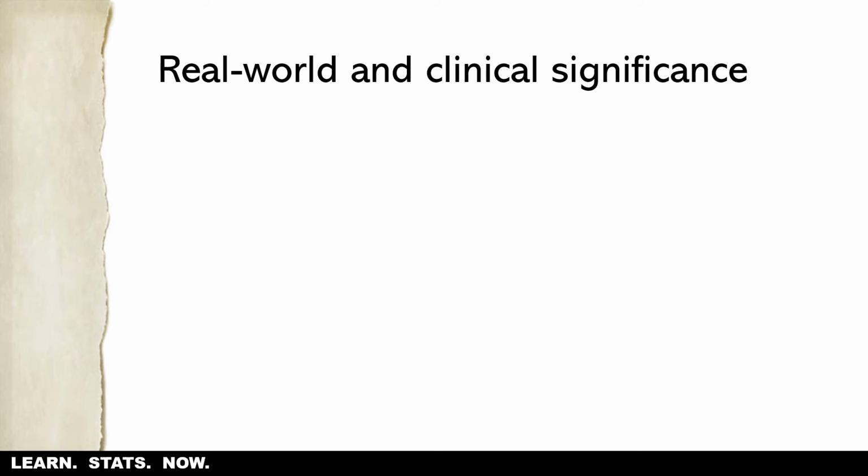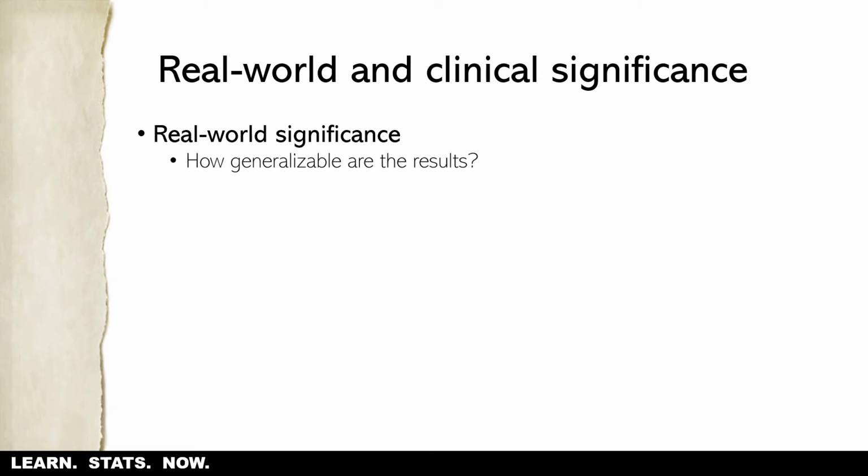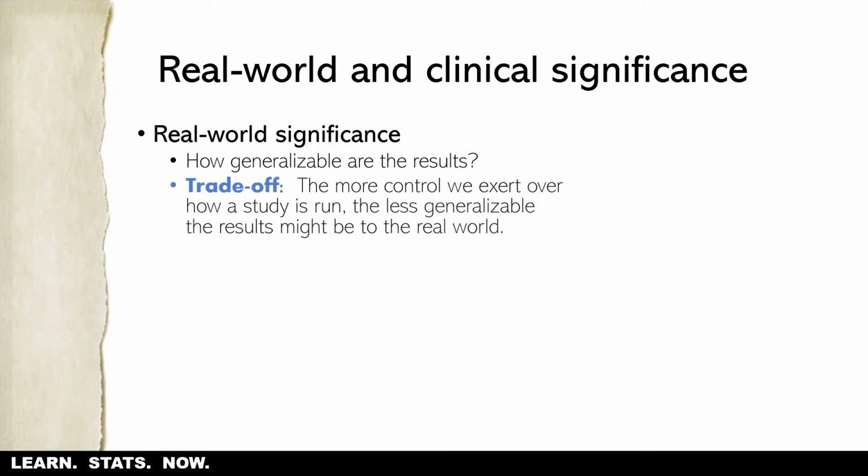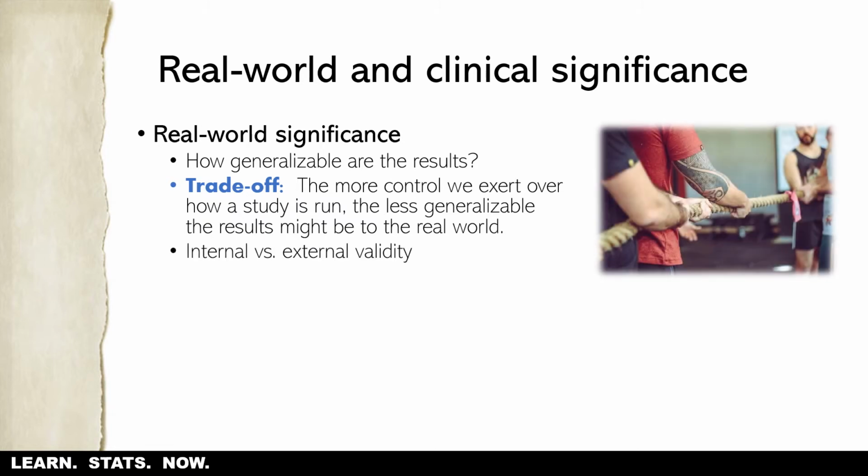Okay, so we've talked a little bit about statistical significance. Most people, when they hear the term significance, they think in terms of real-world significance, or they might even think in terms of what's called clinical significance. Now, real-world significance kind of refers to this idea of how generalizable are the results from what we found in a study back to the real world. And there typically is a trade-off, because the more control we exert over how a study is run, the more experimental control, typically speaking, the more artificial the study is, the less it sort of replicates the real world, and the less generalizable the results might be to the real world.